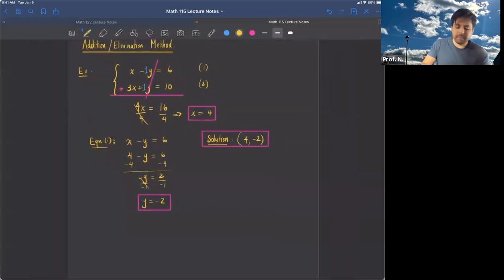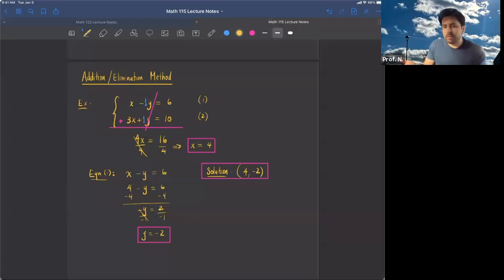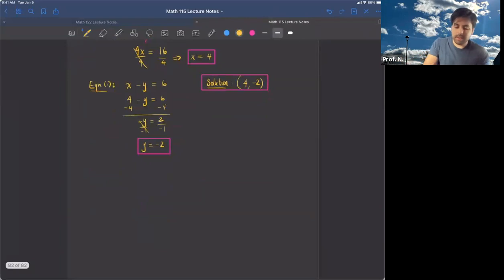Okay, thank you. So for example here, I could have used both easily, no problem. And you would still get the same answer.